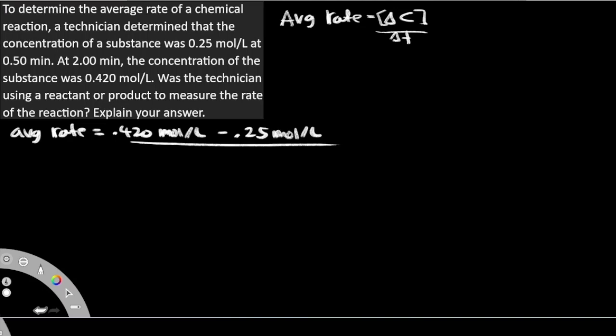We have a certain amount of minutes involved. We have 2 minutes, so that was the final that we're looking at. So we're just going to put 2 minutes over here, and it's subtracting by the 0.5 minutes. I'm just going to put that over here. So all I'm going to be doing is subtracting this.